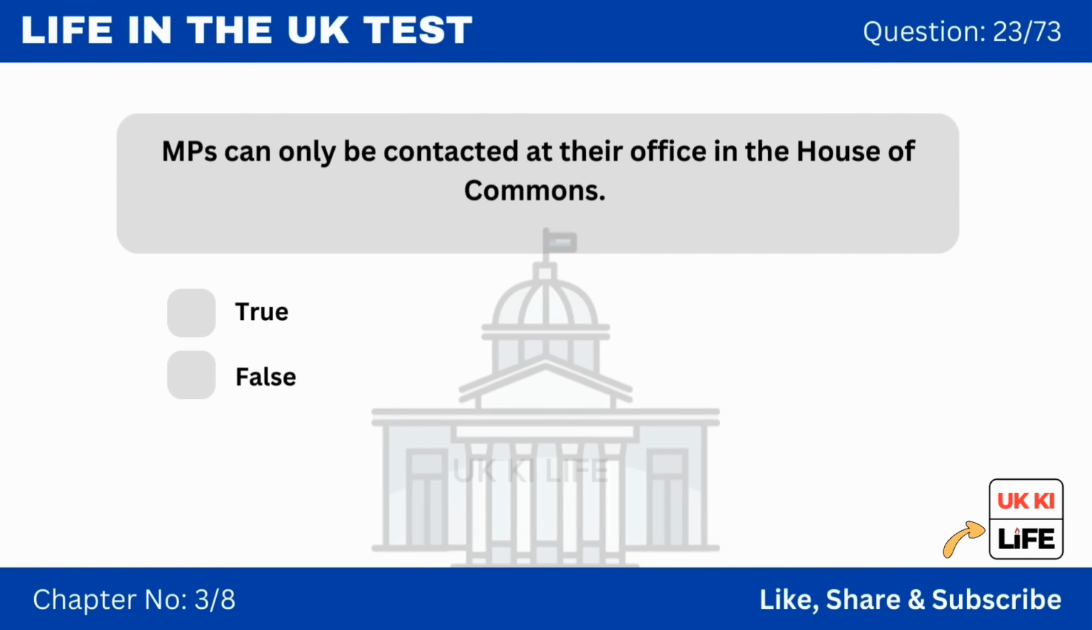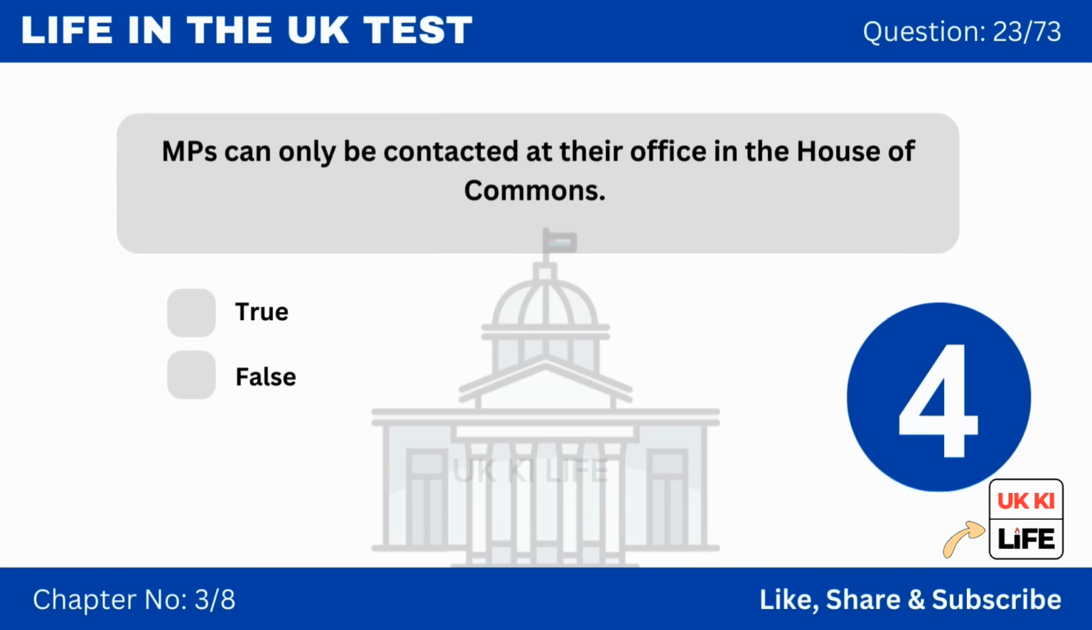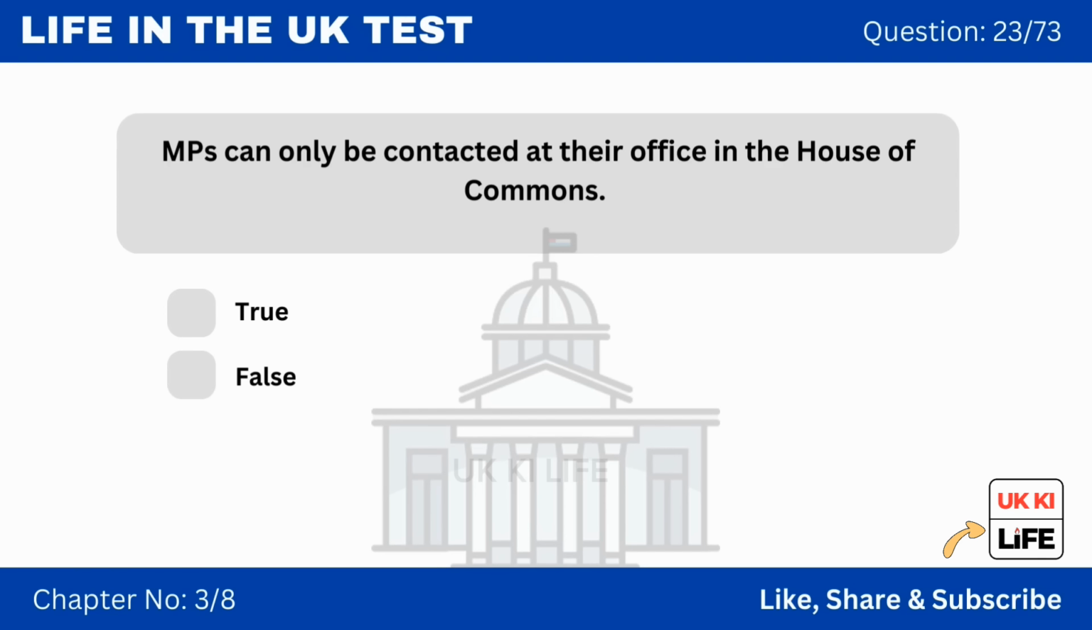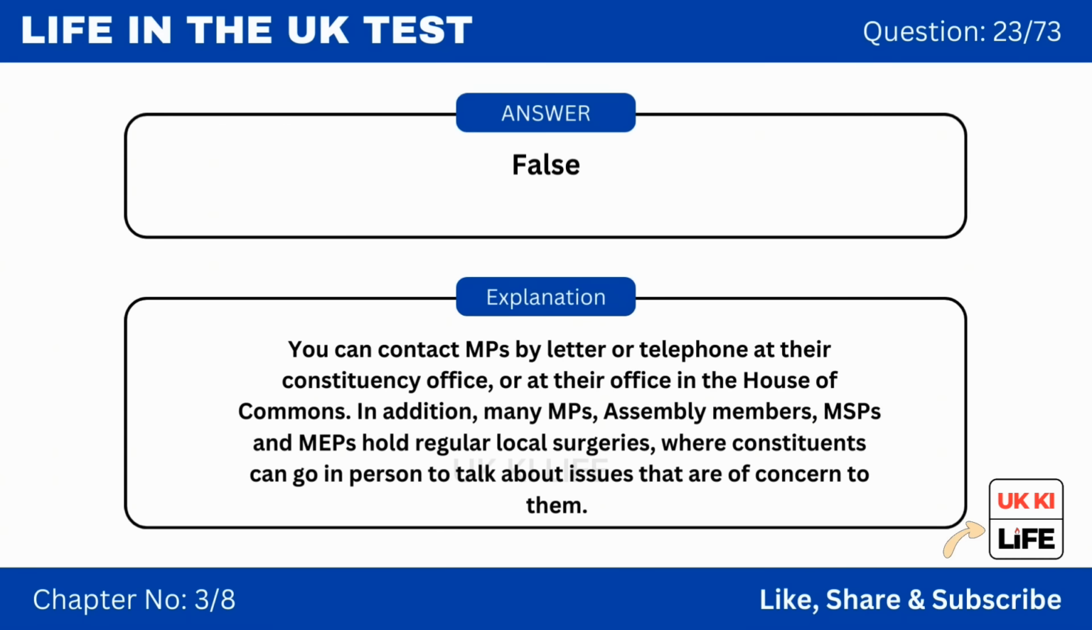Question 23. MPs can only be contacted at their office in the House of Commons. True. False. The correct option is B. Explanation. You can contact MPs by letter or telephone at their constituency office, or at their office in the House of Commons. In addition, many MPs, Assembly members, MSPs and MEPs hold regular local surgeries, where constituents can go in person to talk about issues that are of concern to them.